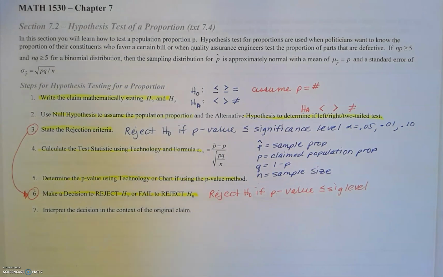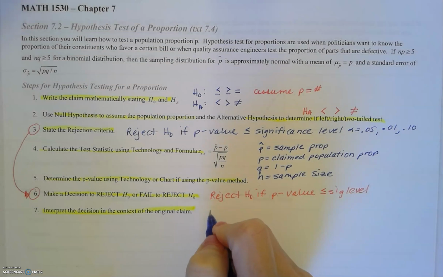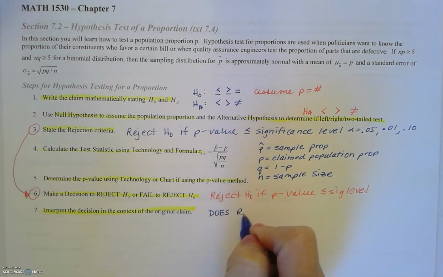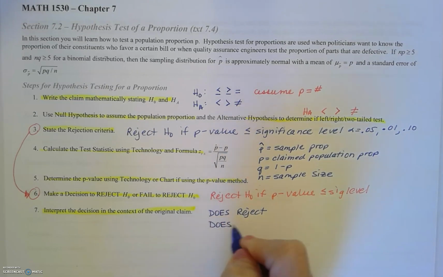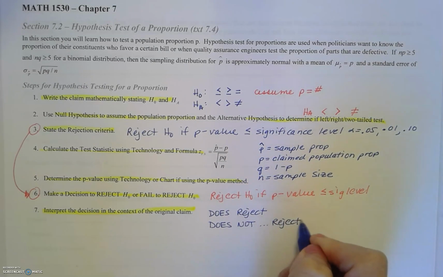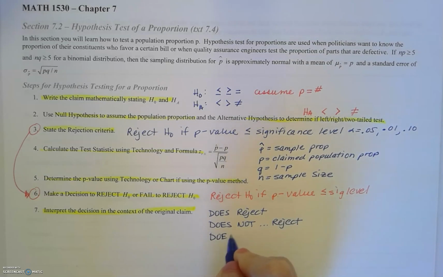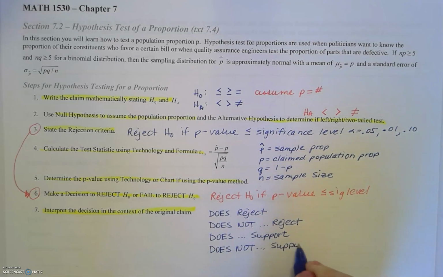And then number 7, we're going to interpret the decision in context of the original claim. So we're going to have some different options. Remember, we're going to have either does reject, does not reject, does support, and does not support. And you can look at that on various charts.